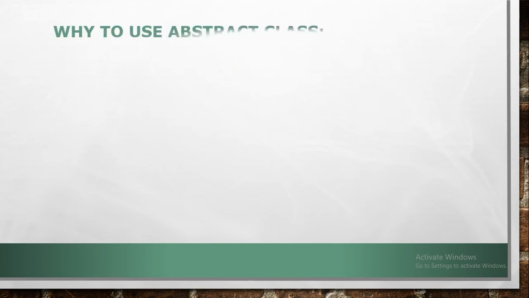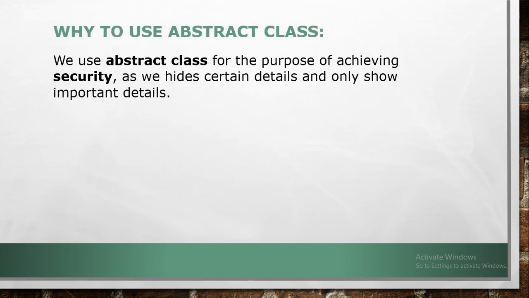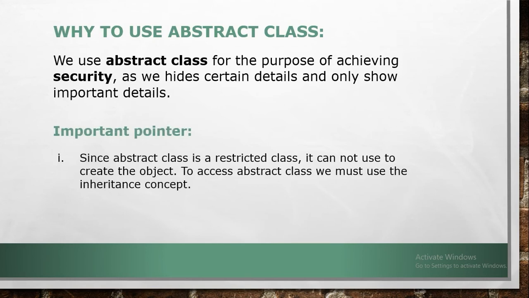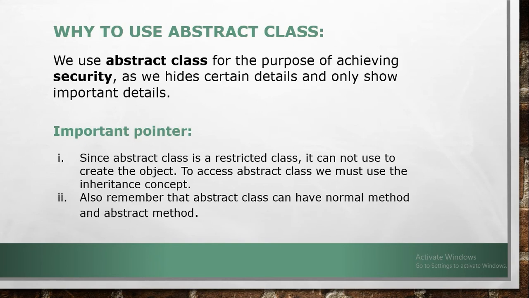Now, why use abstract class? So guys, we use abstract class for the purpose of achieving security, as we hide certain details and only show the important details. Here are a few pointers to note down. Number one: since abstract class is a restricted class, it cannot be used to create objects. And to access an abstract class, we must use the concept of inheritance, where one class inherits the properties of another class. Also, remember that an abstract class can have normal methods and it can also have abstract methods.